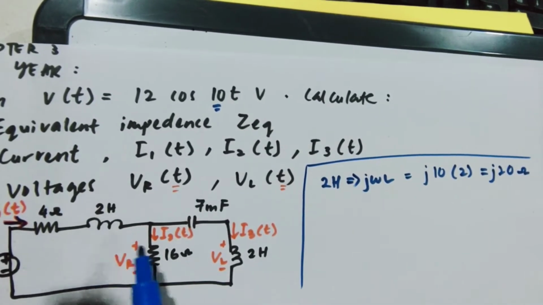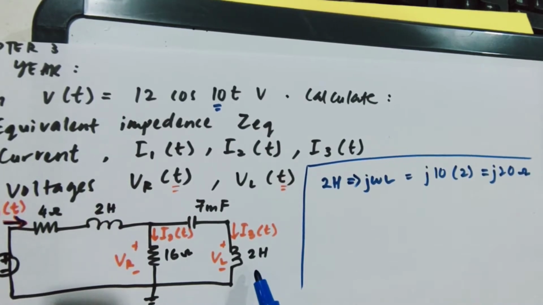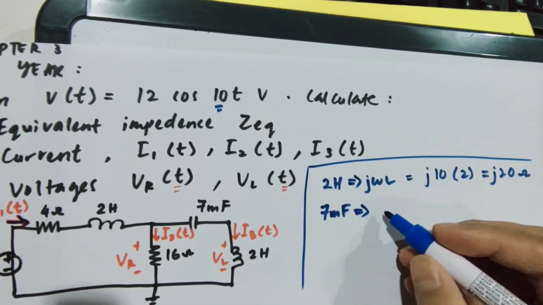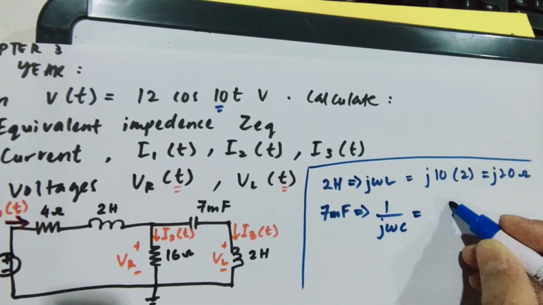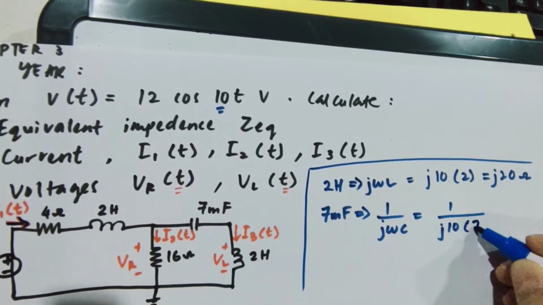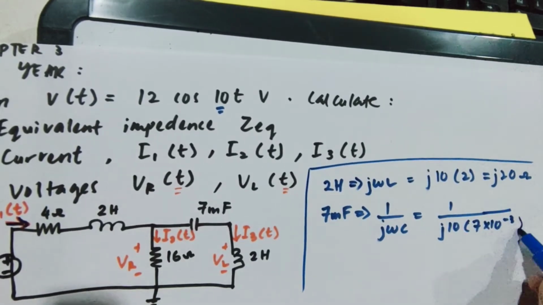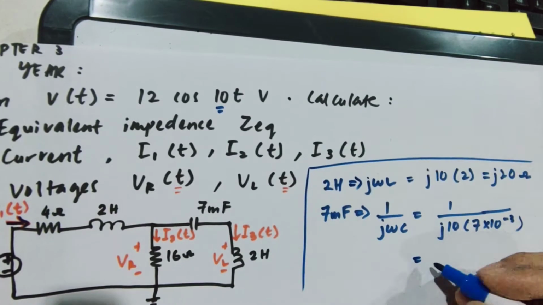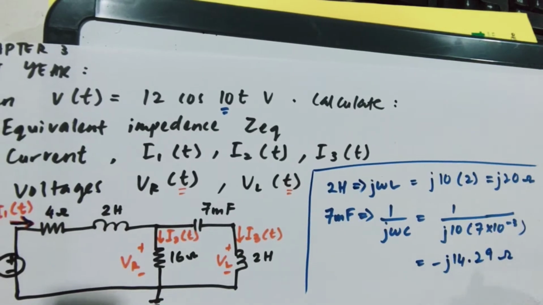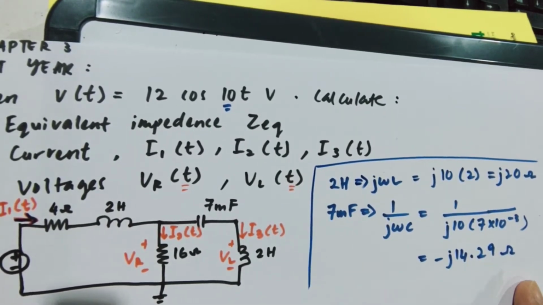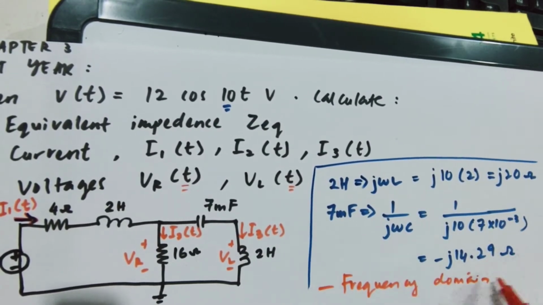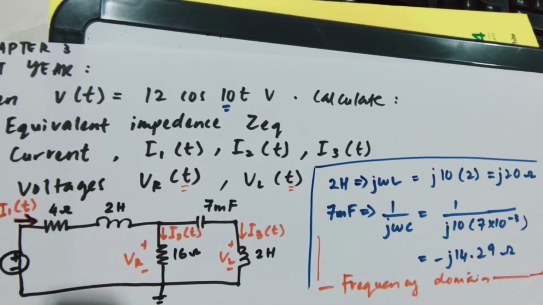So here is a 2 Henry inductor, and another one here, 2 Henry inductor, and we have another one, a 7 millifarad capacitor. We change it using the formula 1 over j omega C. 1 over j, omega is 10, and C is 7 times 10 to the negative 3. So here you will get the answer negative j14.29 ohms. So this is the transformation into the frequency domain.